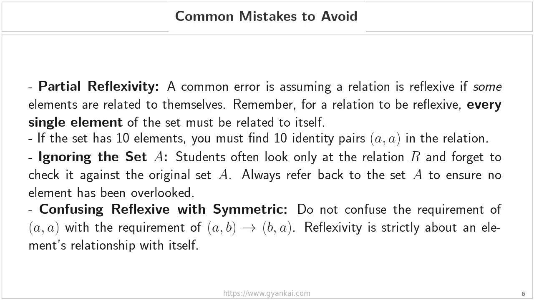Finally, do not confuse reflexive relations with symmetric relations. It is easy to mix these up, but remember that symmetry is about reciprocity, meaning if the pair (a,b) exists, then (b,a) must also exist. Reflexivity, however, is strictly and only about an element's relationship with itself. It is only concerned with the identity pairs, (a,a). By keeping these distinctions in mind, you will be able to analyze any relation with confidence. Now, let us move to the final slide to summarize the key takeaways of this topic.